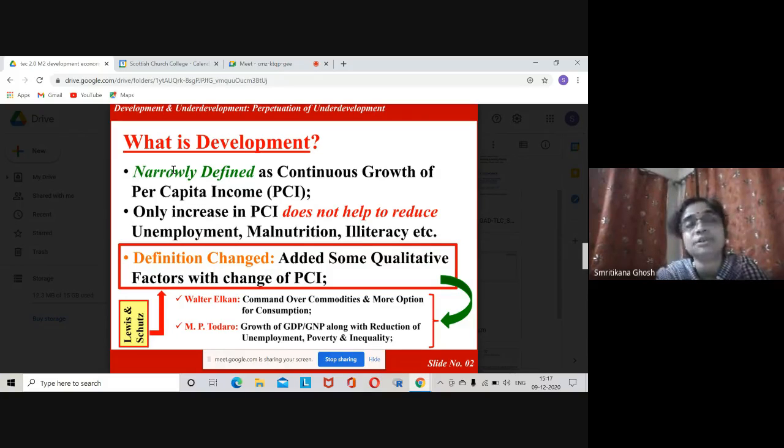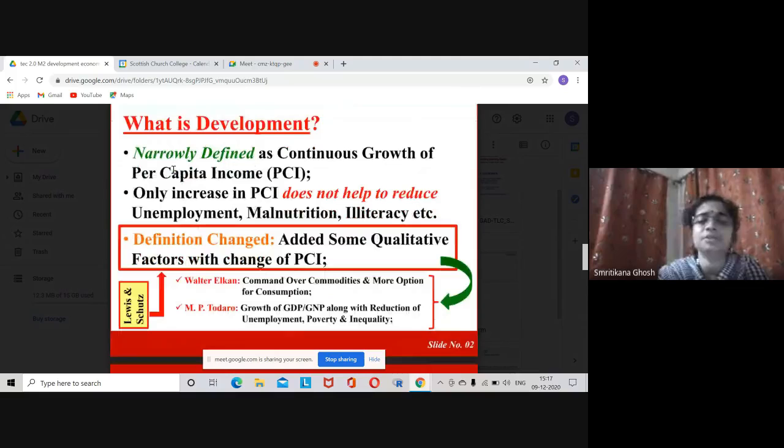Among them, there are two important ones. The first, for example, is Todaro. Todaro said that along with the increase in per capita income, there should be a reduction in unemployment, a reduction in poverty, and a reduction in income or wealth inequality. There is Sen, who is another economist, who said the people should have a command over the commodities which they need to survive in the economy. So this is how different economists explained economic development from their own points of view.